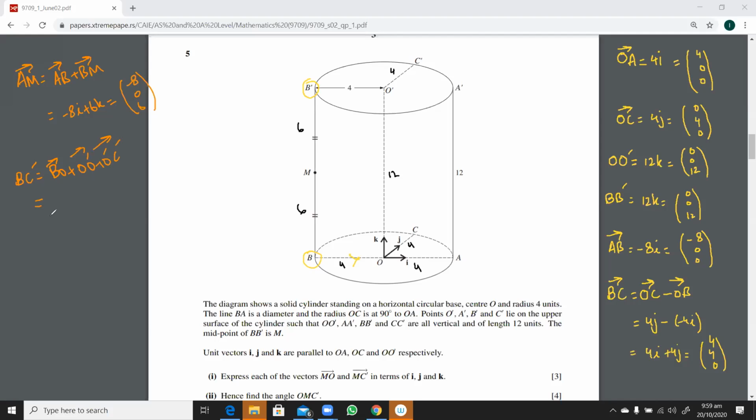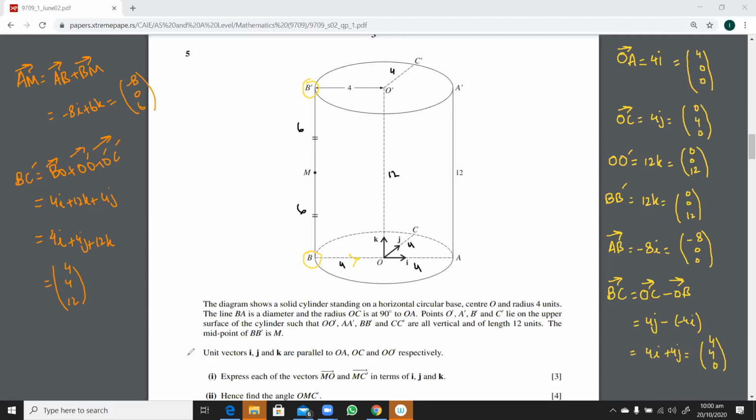So your BO is 4i, your OO dash is 12k, your O dash C dash is 4j. Now, this is just a rough draft, and finally you should write them in order: the i part, then the j part, and then the k part. So you can write this as a column vector, which is 4, 4, 12. This is your BC dash.